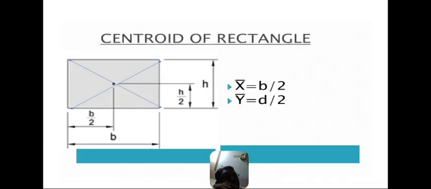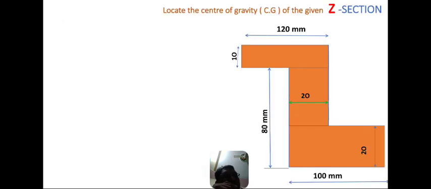Now first of all you have to know the centroid of a rectangle. The centroid of a rectangle lies at half of the base and half of the height. So by using this principle, now look at the problem. Question is here: locate the center of gravity CG of the given Z section. Now the given dimensions and figure are shown in here.